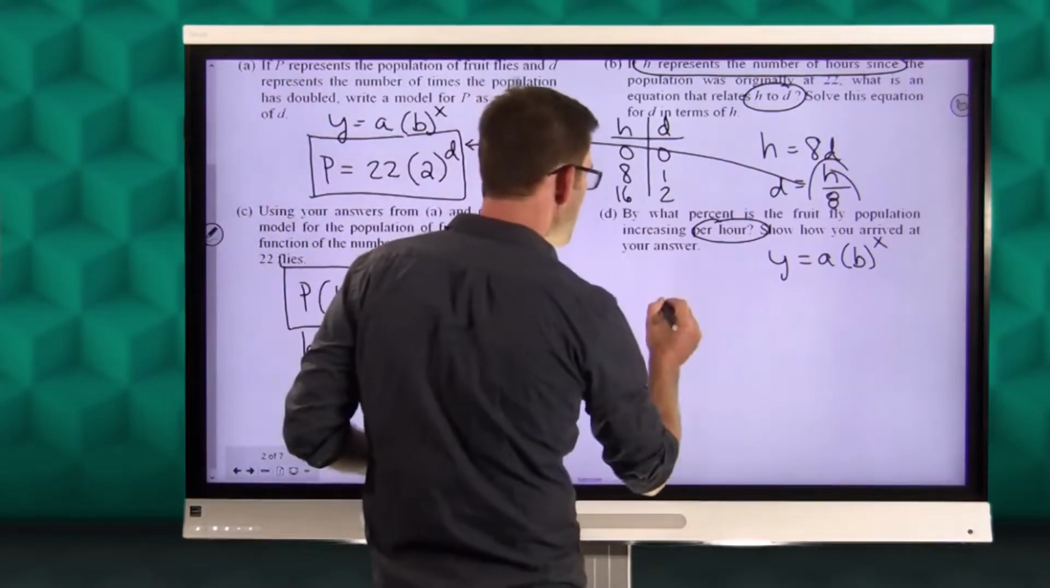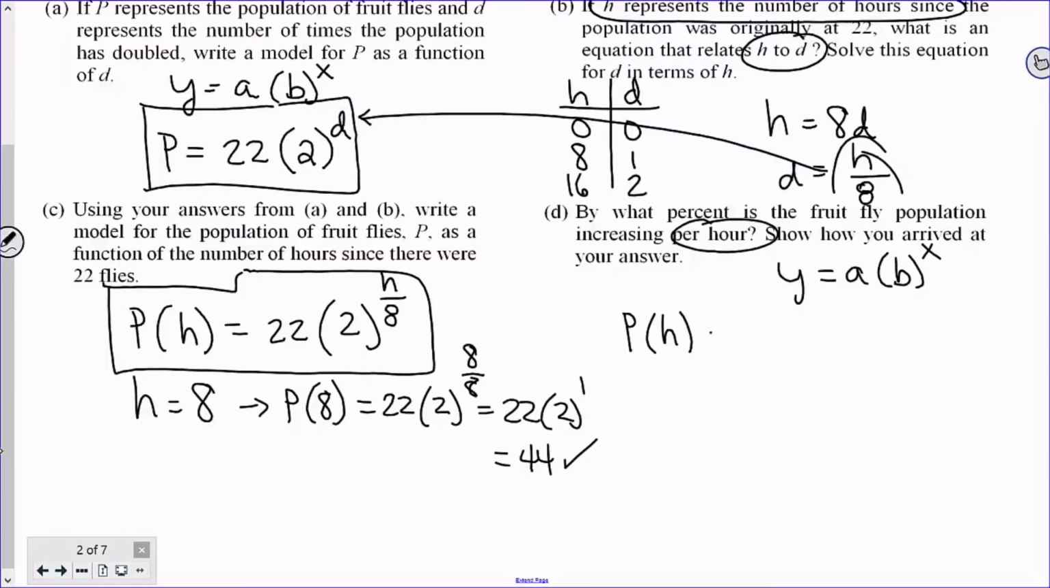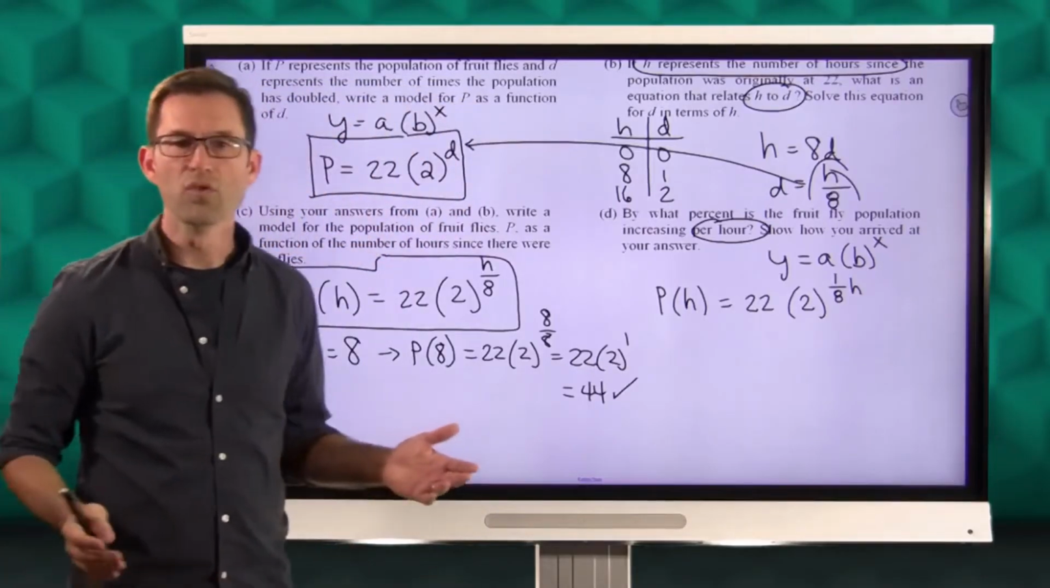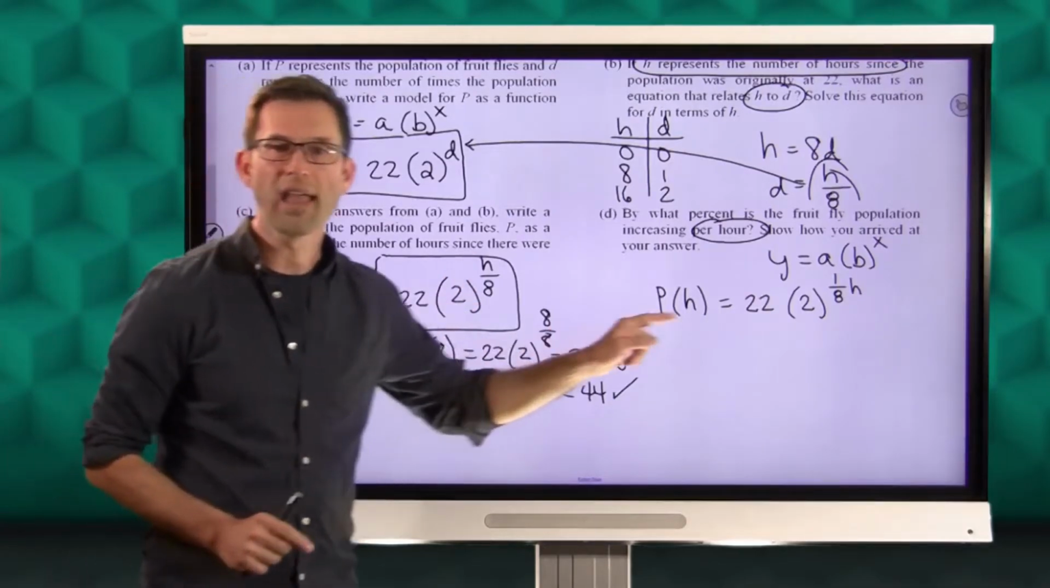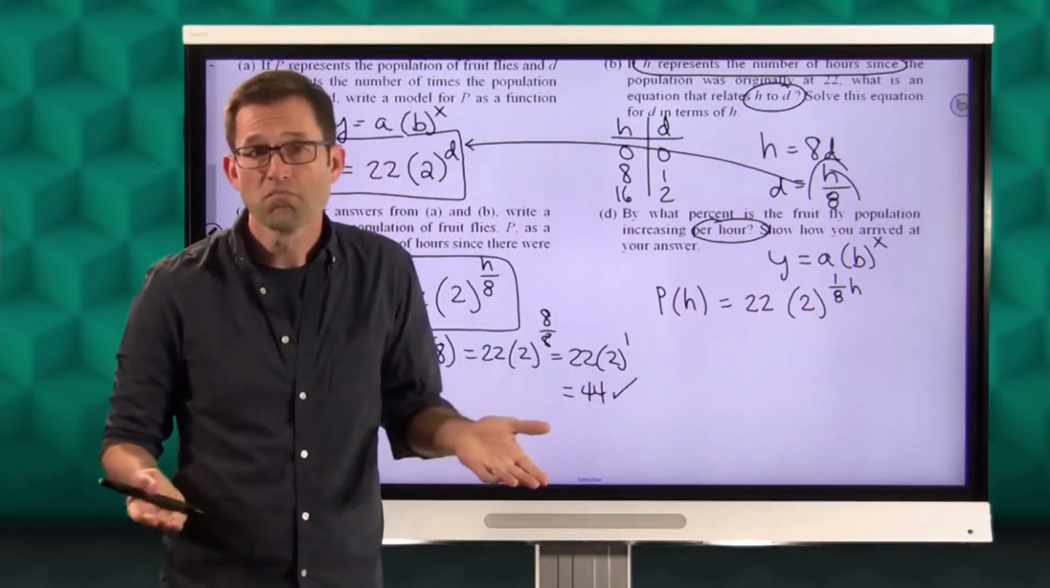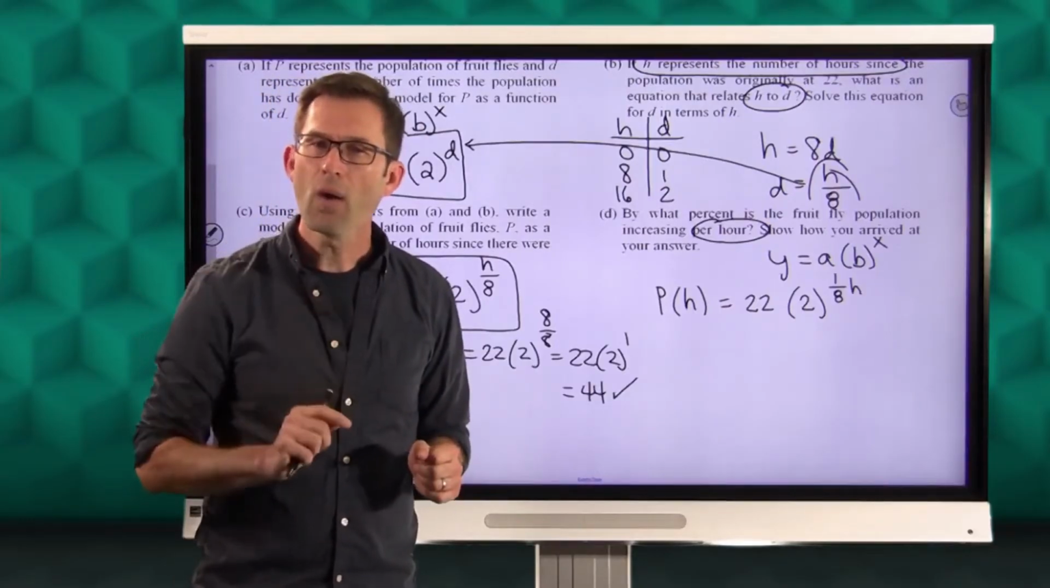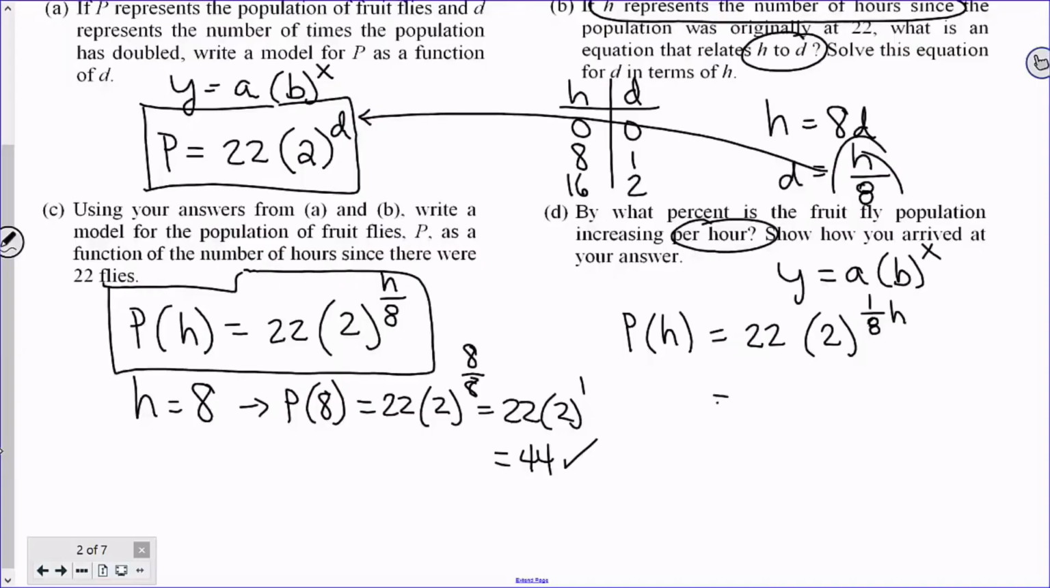So we're going to use a very simple exponent property to rewrite this. We're going to take advantage of the structure of this expression, and we're going to rewrite this as 2 to the 1/8 times h. Now you might say, well, that didn't do too much for me. Instead of having h divided by 8, I have 1/8 times h. Same thing. Of course it is. But now we're going to do one last little thing. We're going to rewrite this as 22 times 2 to the 1/8 all to the h. And you see now, this is my b.